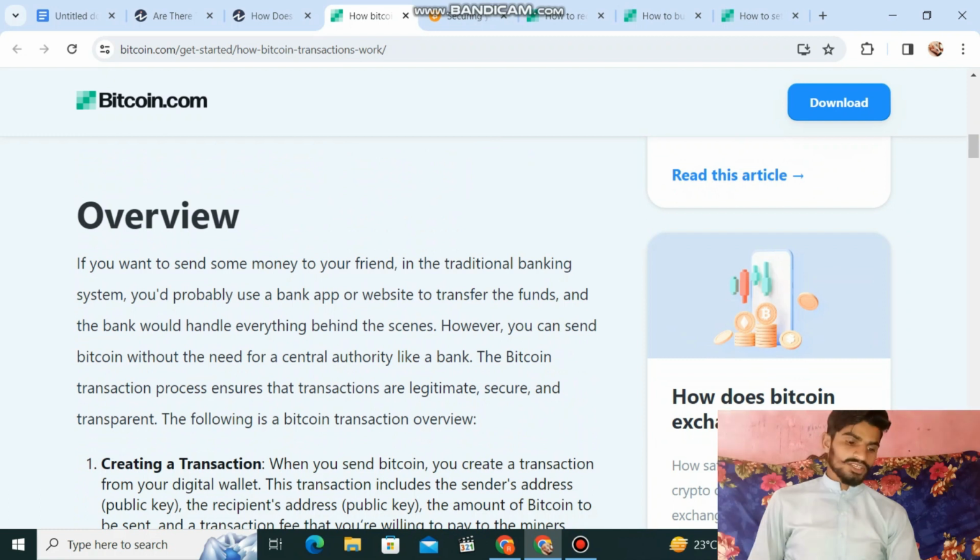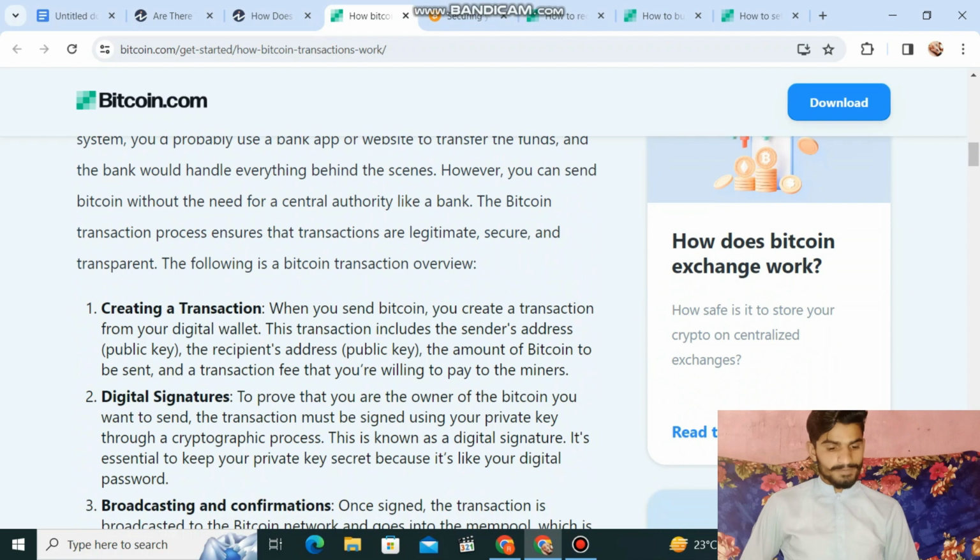Overview. If you want to send some money to your friend in the traditional banking system, you would probably use a bank app or website to transfer the funds, and the bank would handle everything behind the scenes. However, you can send Bitcoin without the need for a central authority like a bank. The Bitcoin transaction process ensures the transactions are legitimate, secure, and transparent. The following is a Bitcoin transaction overview.